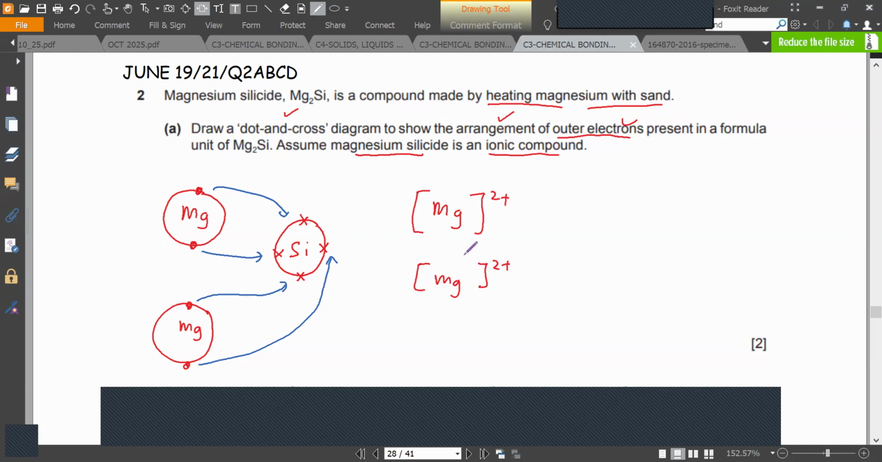What happened with the silicon? It starts with 4 electrons, and now it receives 4 electrons from the magnesium. So we end up with silicon with a 4 minus charge. This is what we expect to answer.